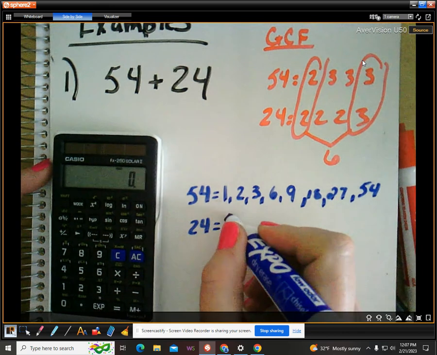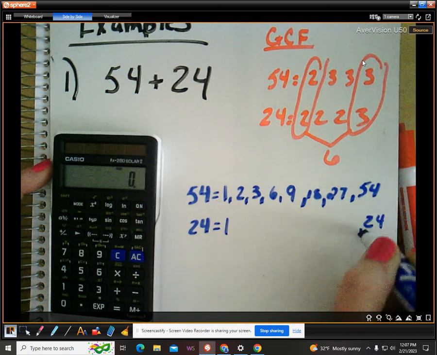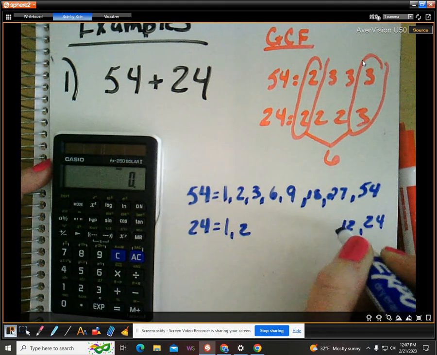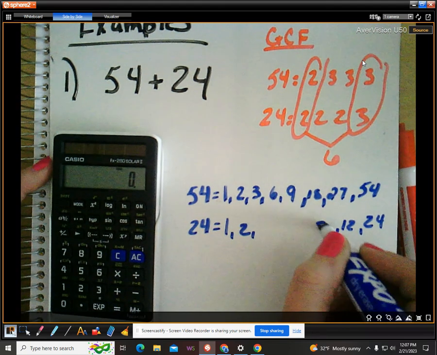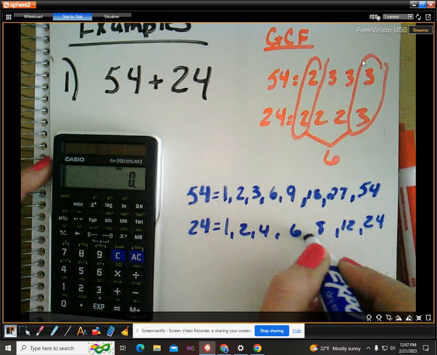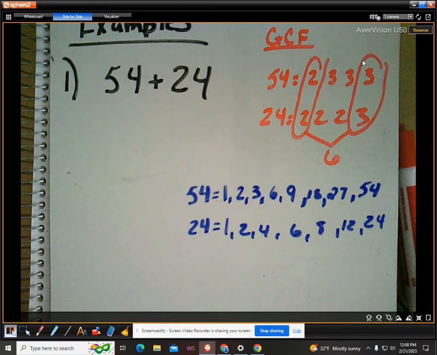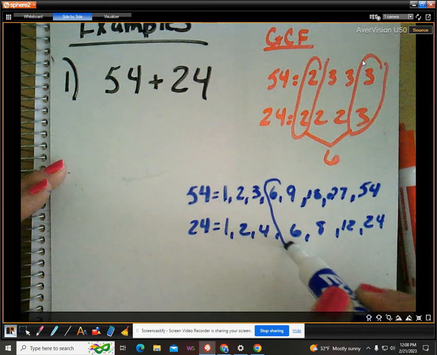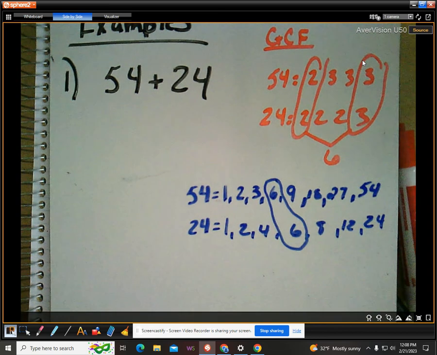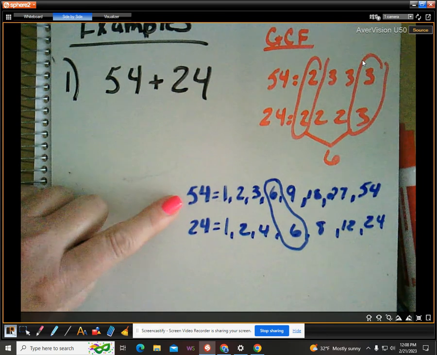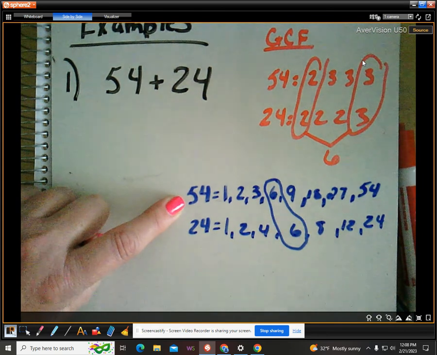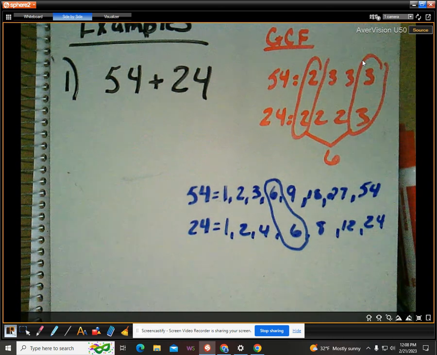Then I need to come up with all my factors for 24. So 1 and 24, 2 and 12, 3 goes into it 8 times, 4 and 6. This method works. I usually end up forgetting one of them. The biggest number in both lists is 6. That's your GCF. So either method works, and you can use whatever you're most comfortable with. I usually find I make a mistake using this method, but if it works for you, use it. All right. So now what do we do? That was just step 1, finding the GCF.